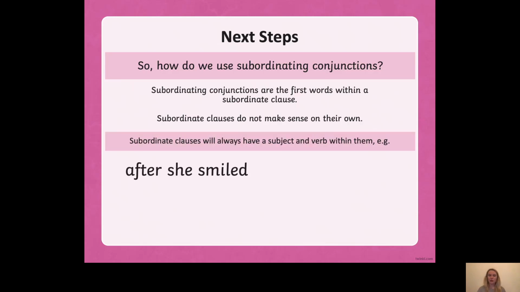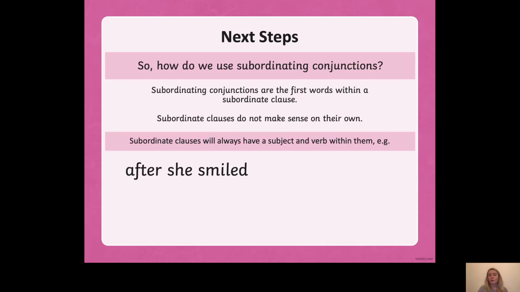So let's have a look at an example. We have after she smiled. So that's a subordinate clause. Now, it always has a subject and a verb. Can you pause the video? Can you spot the subject pronoun and the verb? Okay, so let's have a look.